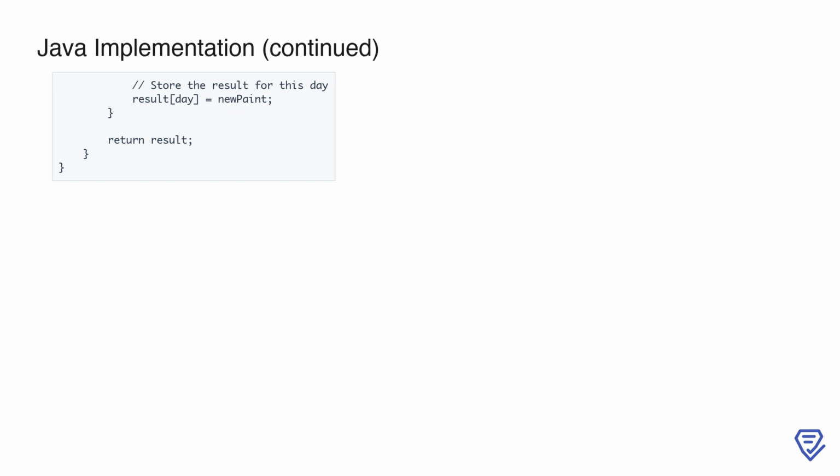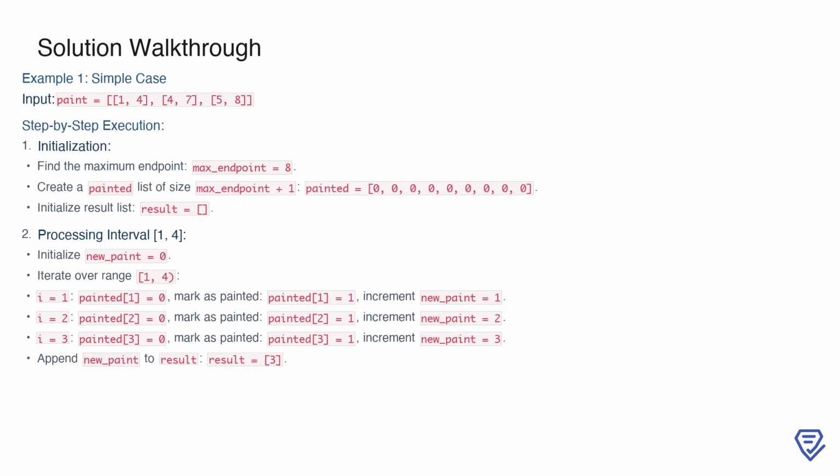We're starting with a simple example where the input intervals are 1, 4, 4, 7, 5, 8. First, we initialize by determining the maximum endpoint across all intervals, which is 8, and create a painted list of size 9, initialized to zeros. This list helps us track which indices have already been painted. We also initialize an empty result list to store the amount of new area painted for each interval.